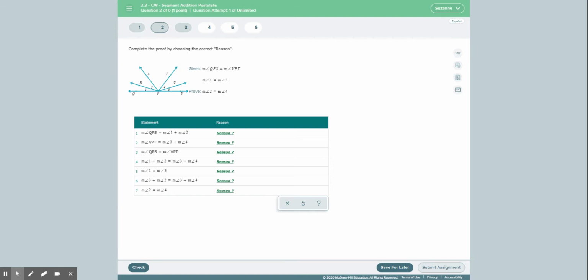So this proof is an angle addition proof. It works the same way as the segment addition ones. I stuck this question in here because it was a little bit easier, but I forgot that it had the option to do angles, even though we didn't go over angles yet. But it works exactly the same way. You just use the word angle instead of the word segment.